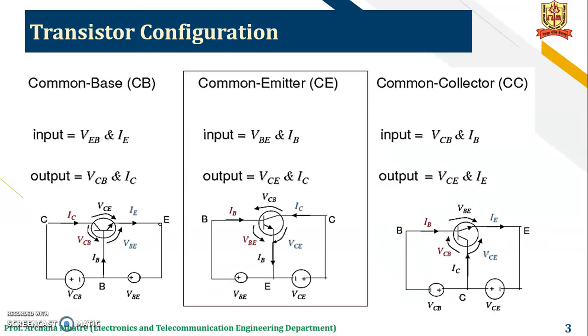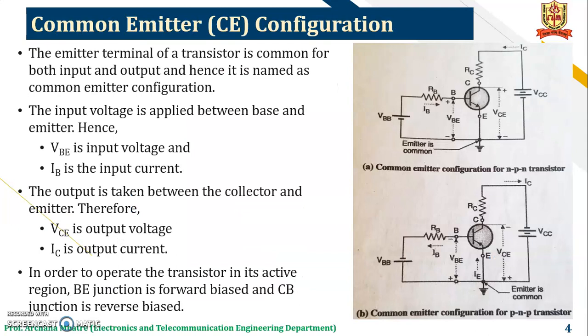First is the common emitter configuration, that is CE configuration. The emitter terminal of a transistor is common for both input and output. Hence, it is named a common emitter configuration. In this, you can see this is the diagram for an NPN transistor in common emitter configuration, and this is the diagram for a PNP transistor in common emitter configuration. In both these diagrams, you can see that the emitter terminal is common to base and collector. Here also the emitter terminal is common to the base and collector. So the configuration is called a common emitter configuration.